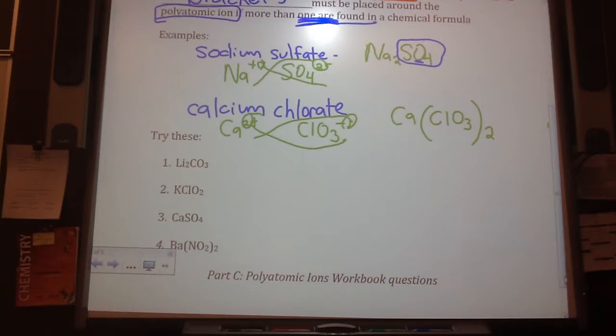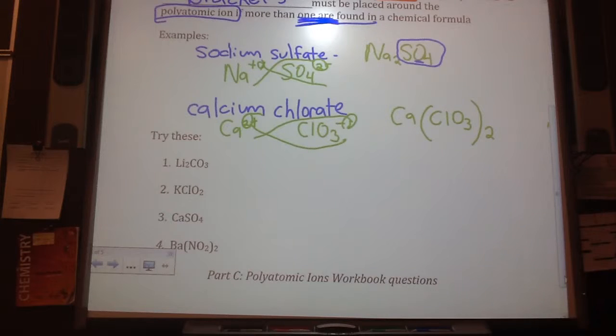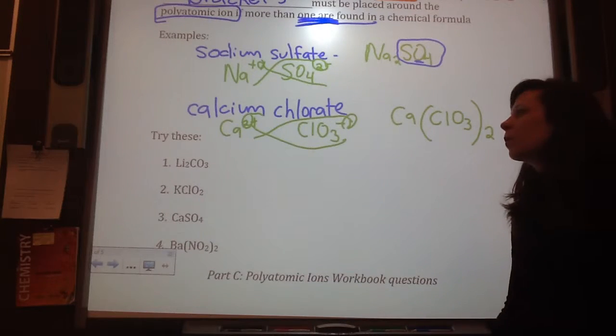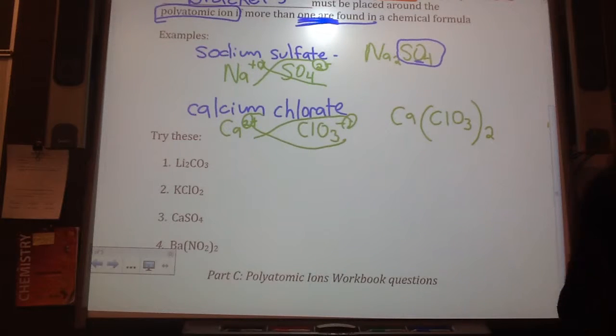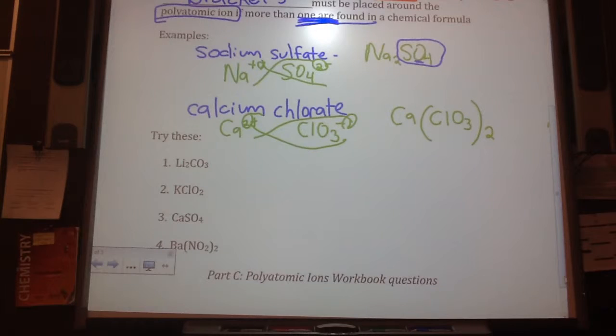Okay, let's try going the other way. So we have some to try. When you're figuring out the name, please, please, please write out the ion. I've said this about 7 times today, and still when I go around, some of you aren't writing out your ions. So please write out your ions no matter which way you're going, whether you're writing the name or writing the compound.